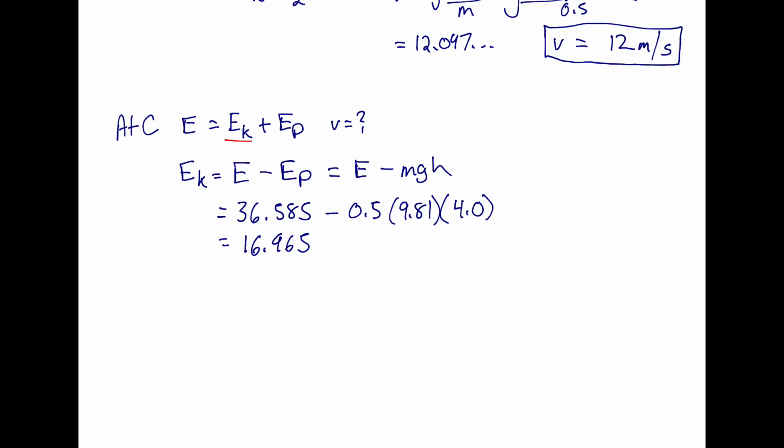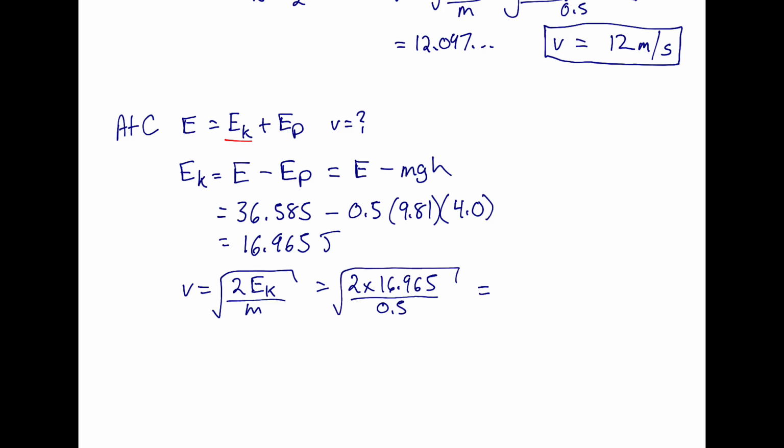So, what have I measured? 16.965. What have I measured? This is my kinetic energy, so I'm going to put the joules on top of it. So now I'm going to do the same equation I did above. I already know this one, so I'm not going to get too creative with it. The velocity is equal to the square root of 2 EK over m. So we know this is 2 times 16.965 divided by 0.5 as my mass, and I can get a speed here.